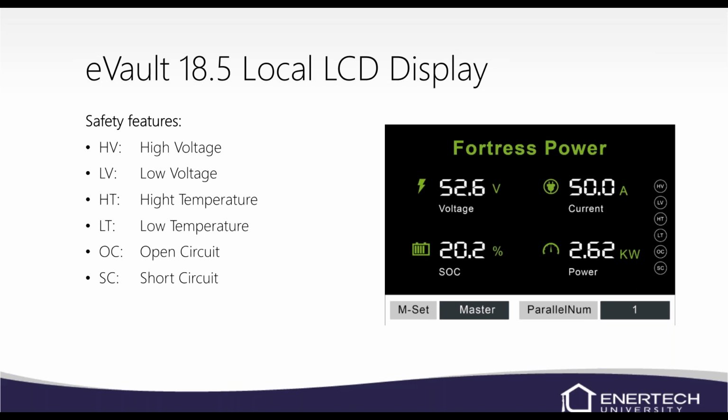This is basically the 18.5, the LCD display. So it'll let you know what the high voltage is, the low voltage, the highest temperature, the low temperature, and whether you've got an open circuit or a short circuit. So it'll actually tell you a little bit about what's going on and record that info so you can plug into it and get that information as well. Kind of monitor different things that are going on with the array.